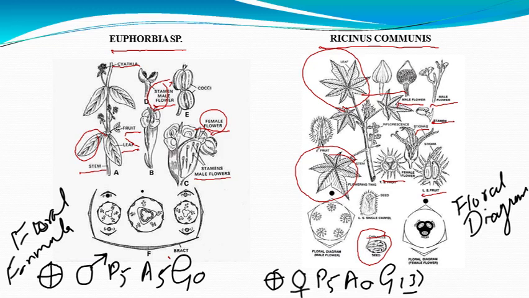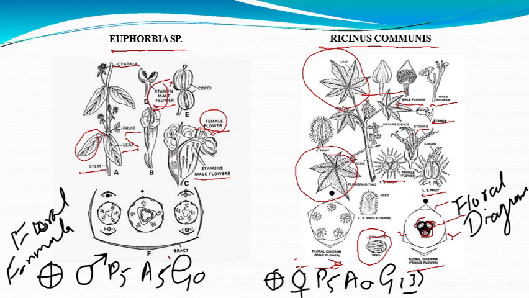So this one is the floral formula. This is the polar diagram of male flower, and this one is the polar diagram of female flower. Here we have the perianth. This one is perianth, and in the center we have androecium. These ones are the androecia, and around these androecia, in the center we have gynoecium. Oh, sorry, here these are the female reproductive parts, that is gynoecium.